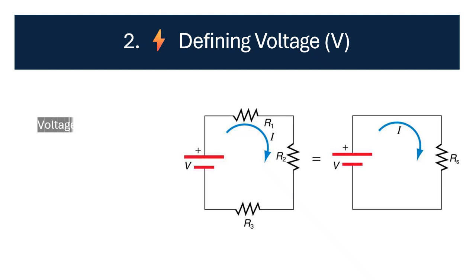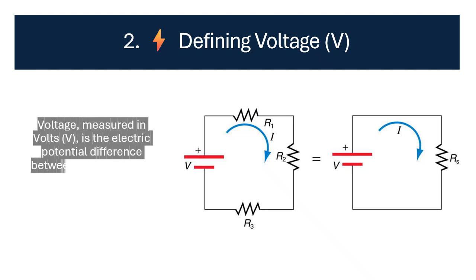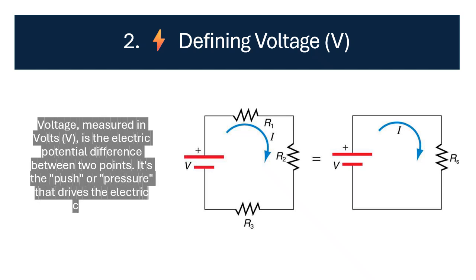2. Defining voltage, V. Voltage, measured in volts, V, is the electric potential difference between 2 points. It's the push, or pressure, that drives the electric charge.